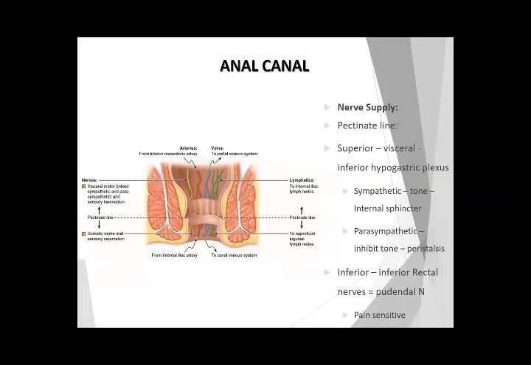Nerve supply, extremely important. Follow this, light green. Above the pectinate line, since this develops from behind that, the nerve supply will be autonomic. Autonomic supply comes from the inferior hypogastric plexus, sympathetic and parasympathetic. Sympathetic supply maintains the tone of the muscle, this involuntary muscle. इसको sympathetic supply होती है. It maintains the tone of the muscle. However, the parasympathetic supply inhibits tone and it exists in the periphery.